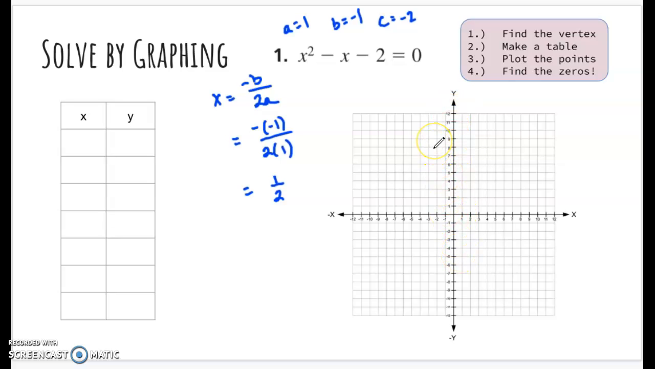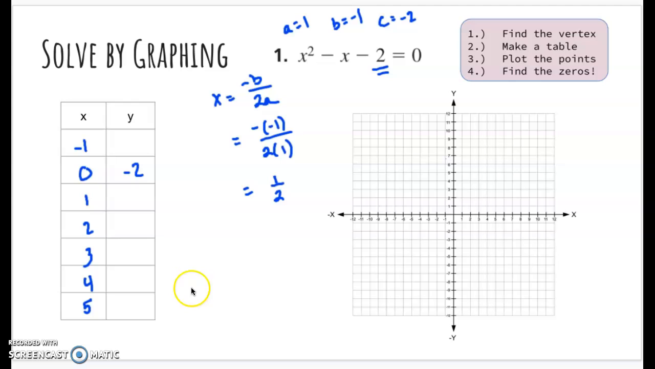The other thing that's really easy for us to see from standard form is that y-intercept, right? So our y-intercept is going to be at 0, -2. All right, and then let's see here. I could do 1, 2, 3, 4, 5, maybe -1. And now I can just plug and chug through to figure out what the rest of my outputs are.